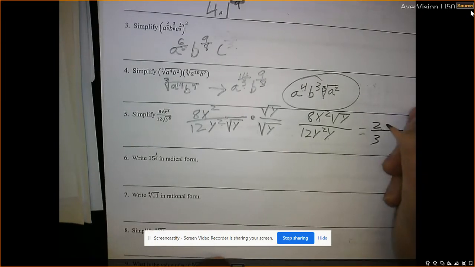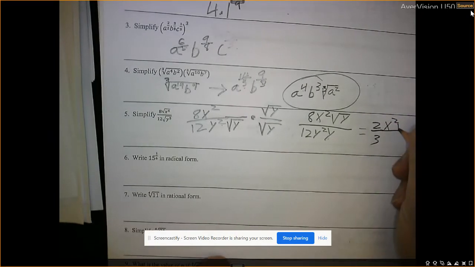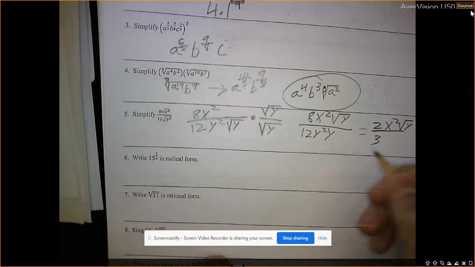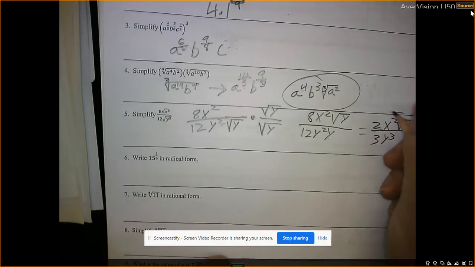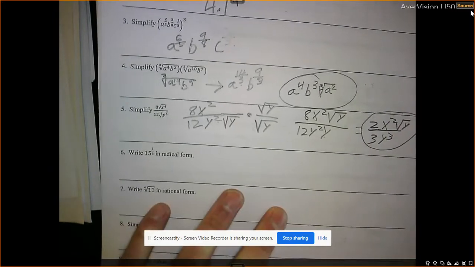And then you get x squared root y on the top. And then y squared times y to the first is just y to the third. So that's what you get down on the bottom.